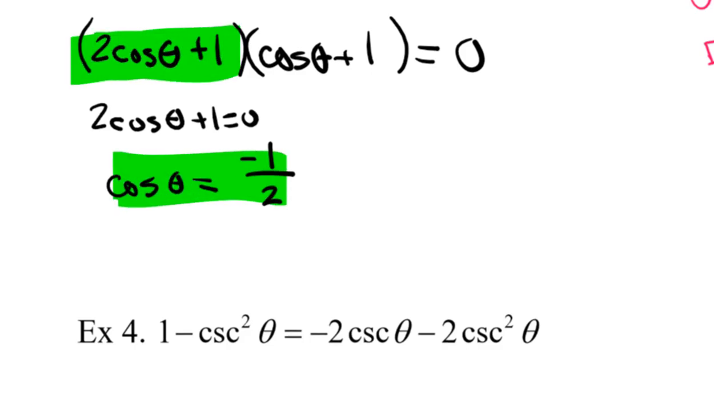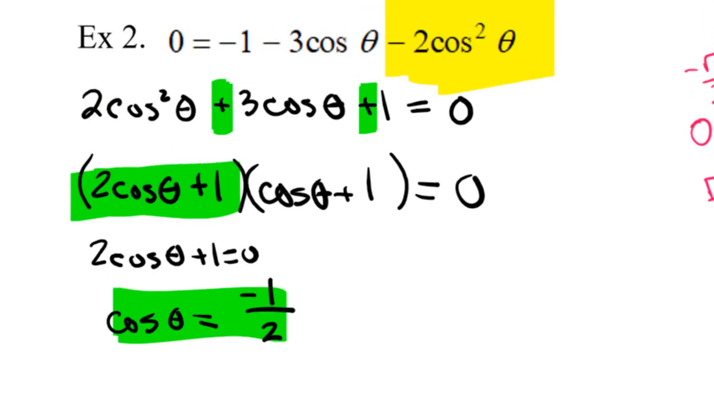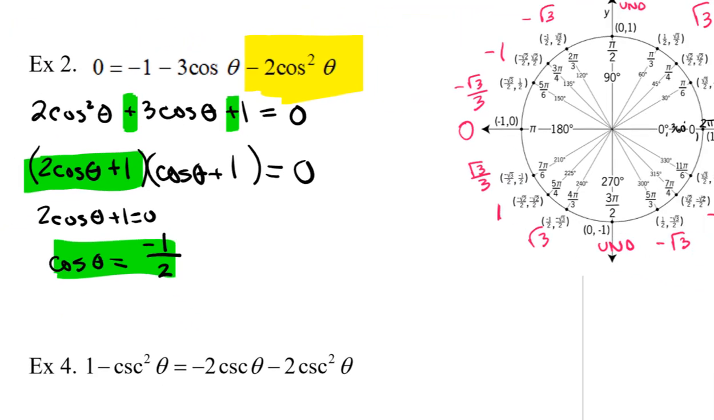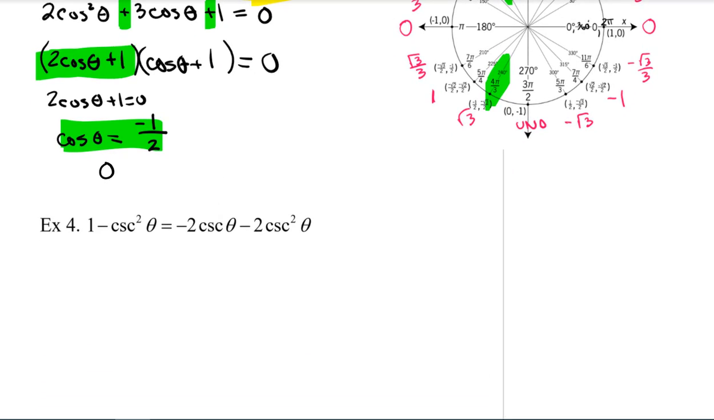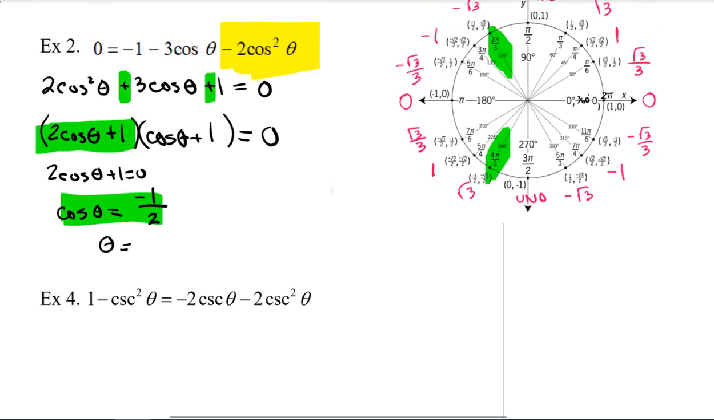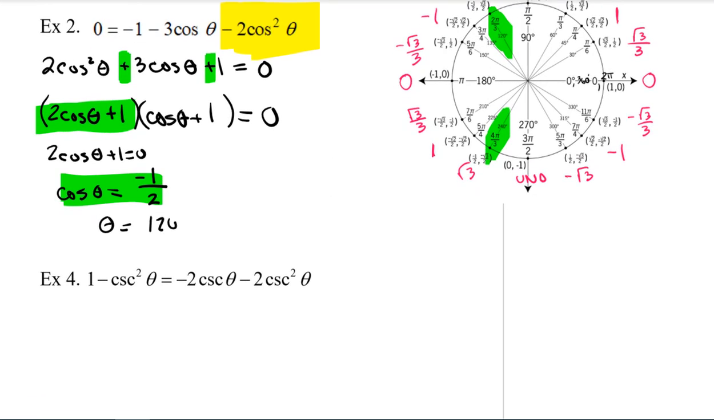Now, where is cosine negative 1/2? Again, cosine is my x-coordinate. So I want my x-coordinates to be negative 1/2. And they're going to occur over here at 2 pi over 3 and 120 degrees. And then also down at 4 pi over 3 and 240 degrees. So again, I want to make sure I write those in both degrees and radians. So theta is going to be equal to both 120 degrees and 240 degrees. And then theta is also going to be equal to 2 pi over 3 and 4 pi over 3.